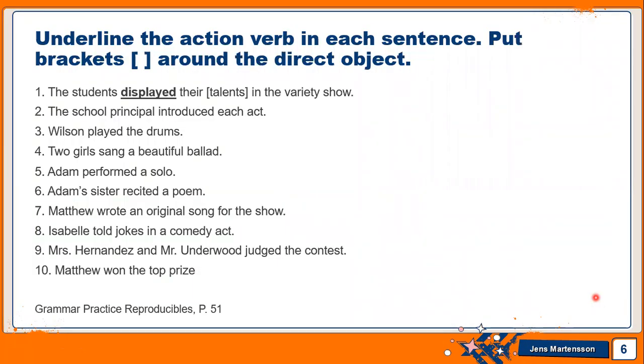Here we have an exercise, so assess yourself. Let's look at the first exercise. It's telling you to underline the action verb in each sentence and put brackets around the direct object. I have the first one solved for you. The students, what did they do? Displayed their talents in the variety show. Displayed is the action which the students are doing, and talents is the direct object.